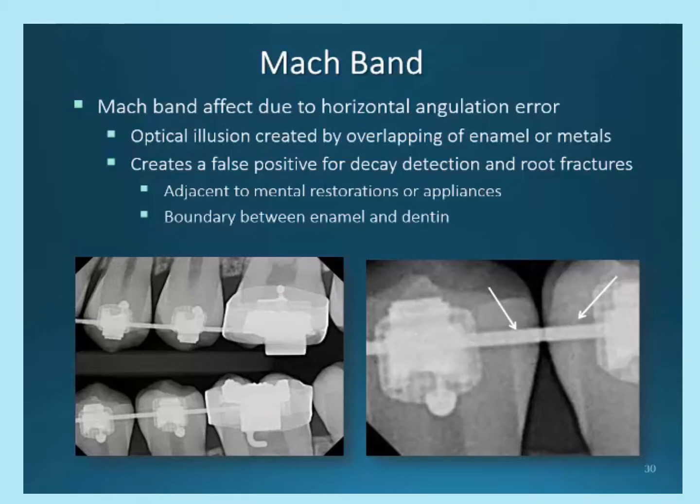The overlapping creates a false positive for decay detection and appears at the interproximal areas of teeth and at the places where the orthodontic appliance intersects the enamel or coronal surface. The images clearly show the darkening around an arch wire and the illusion of decay. Your arrows are pointing to that to help you illustrate it. And note that the mach band effect on these interproximal areas almost gives the illusion that these teeth have decay.